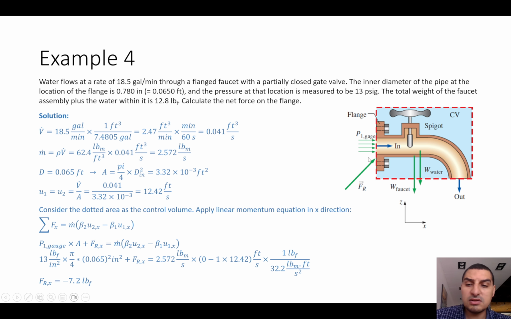So again, let's start. I just did some conversion for the units to unify all the units. This flow rate was 18 gallons per minute. I converted it into cubic feet per second, and we calculated the mass flow rate because we will need it. The diameter is already given in feet, and I calculated the area in square feet, and the velocity here and here are equal, and it's 12.42 feet per second.